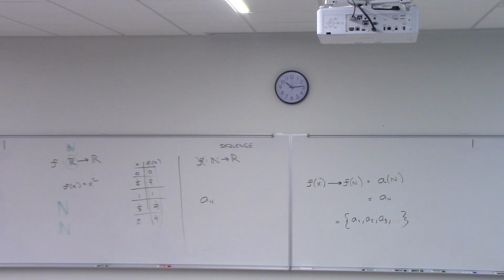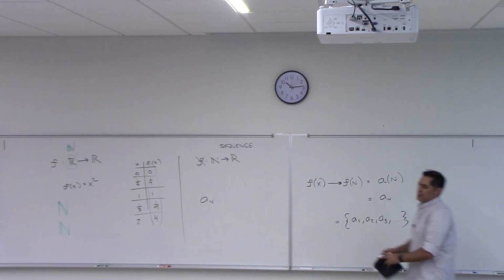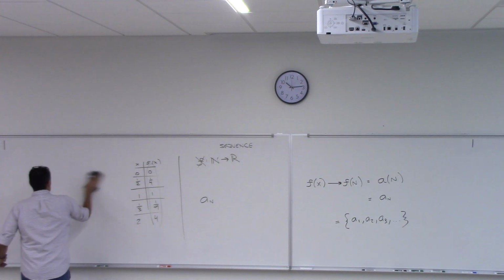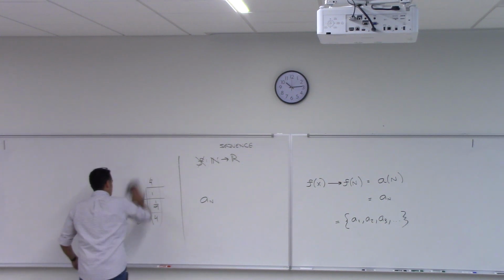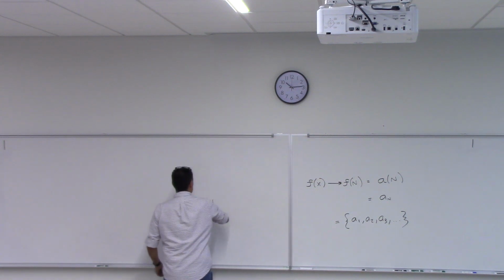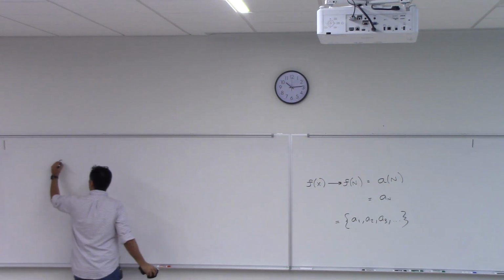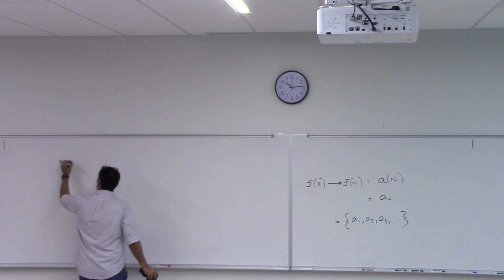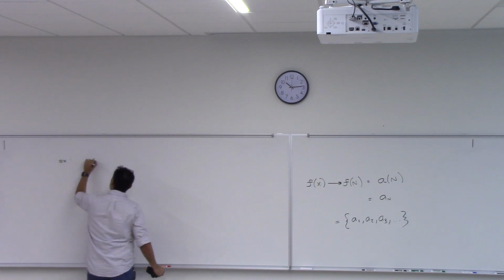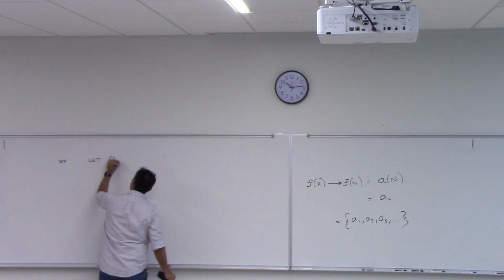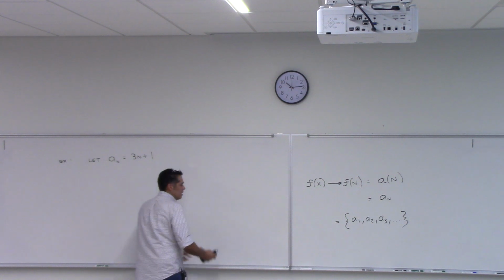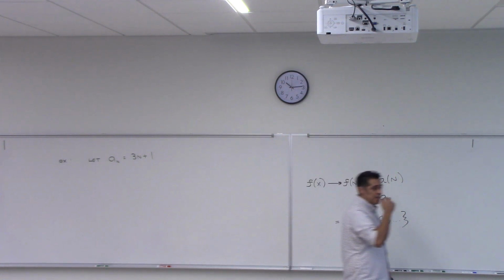Now look, the easiest way to see a sequence is for me to just give you an example, right? Let me just get you an example right now. Example, I'm going to define, let's let a sub n equal 3n plus 1. There you go. I've defined a sequence for you.